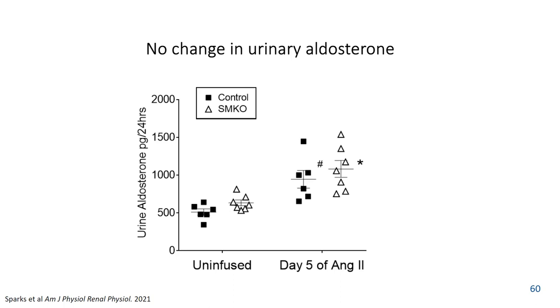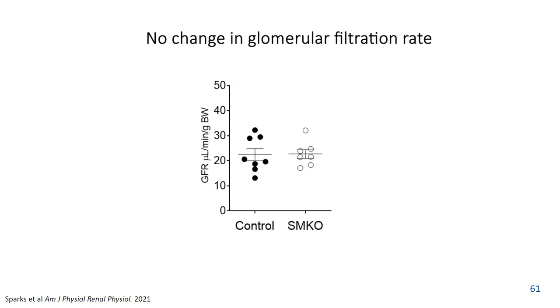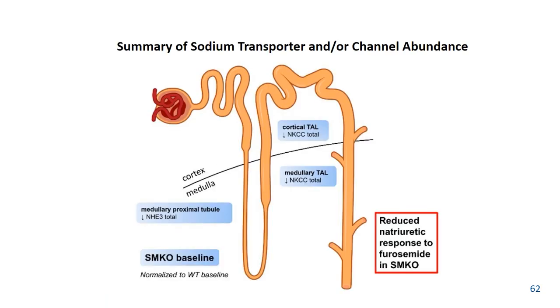The last but not least is we wanted to make sure there's no alterations in aldosterone. Aldosterone is increased with angiotensin 2 infusion, but there's really no change in aldosterone. Since we saw those big effects in ENaC, we wanted to make sure that wasn't the case. And then lastly, we looked at glomerular filtration rate at baseline and did not see an effect on glomerular filtration. However, we did not look at Ang2 induced hypertension, which could see an effect in that setting.